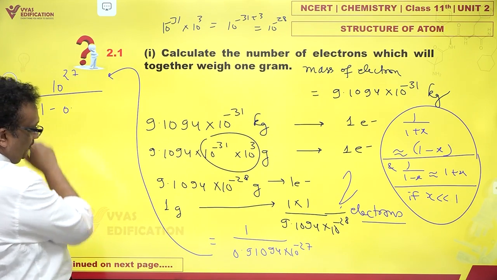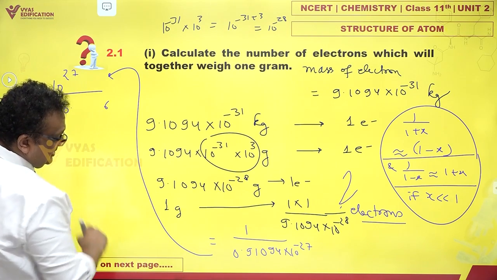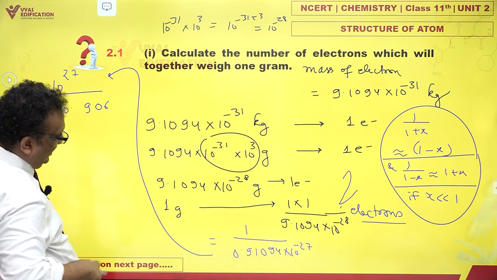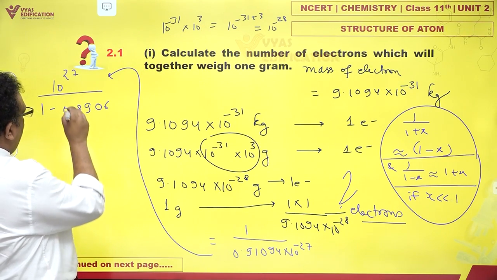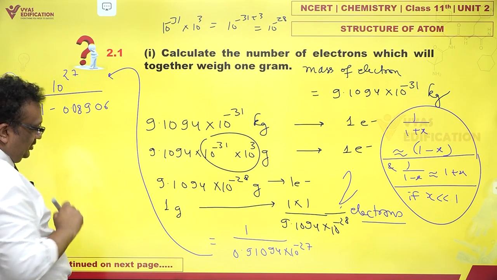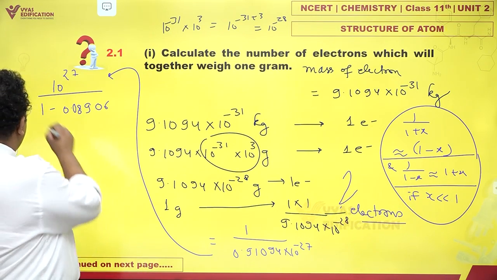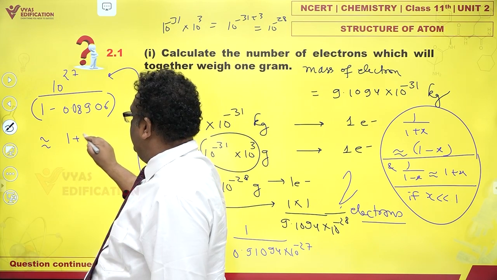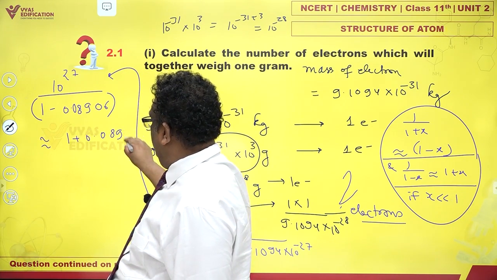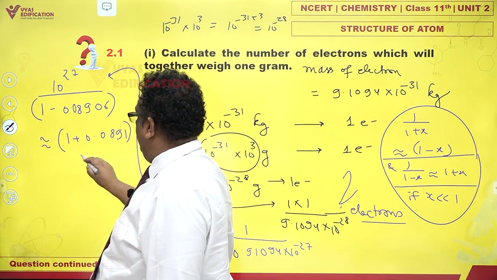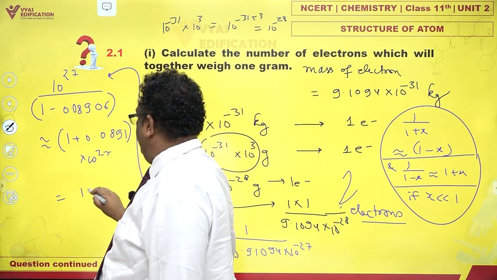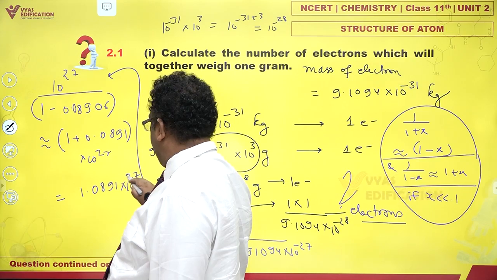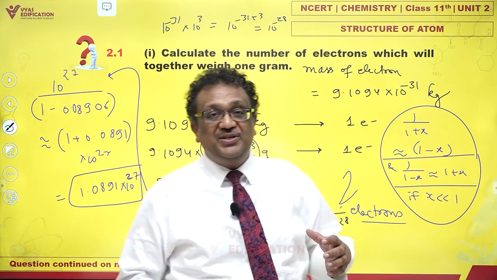So that would be 0.08906 into so much. And 1 upon 1 minus x is approximately 1 plus x, so this is approximately 1 plus 0.08906, which can be approximated as 1.0891 into 10 raised to 27. So many electrons must be present in 1 gram.